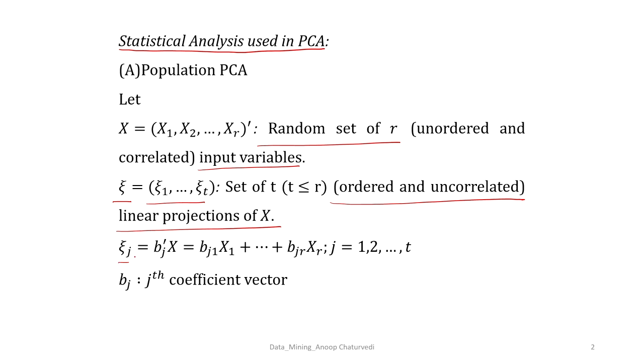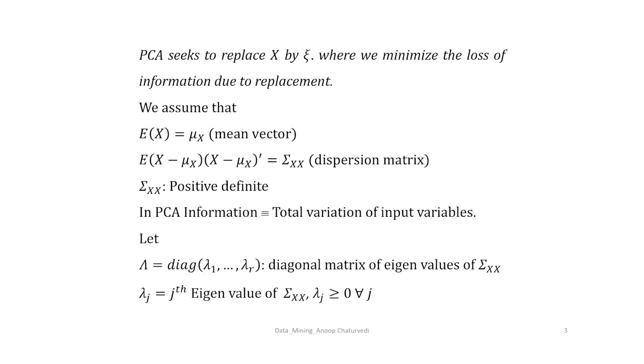So, we can define psi j equal to b j transpose x, or it is equal to b j1 x1 plus b j2 x2, and so on, b jr xr, for all j equal to 1 to T, where b j is the jth coefficient vector, the coefficient vector corresponding to psi j. Then in principal component analysis, you replace x by psi. X is of R dimension, psi is of T dimension, and R is much greater than T. So, you want to reduce the dimension of the data, and then we minimize the loss of information due to this replacement.